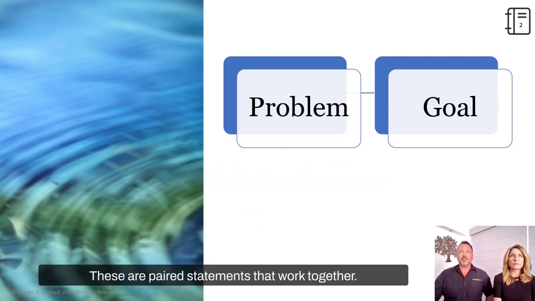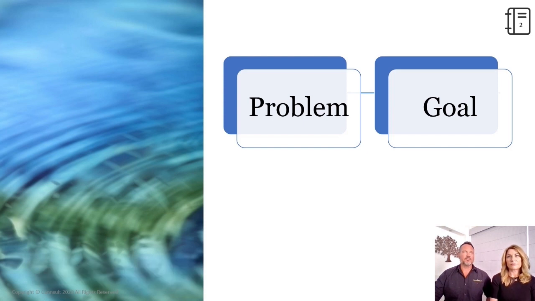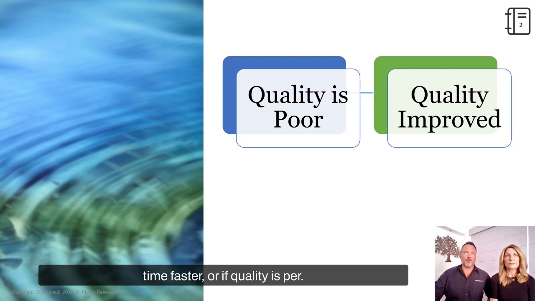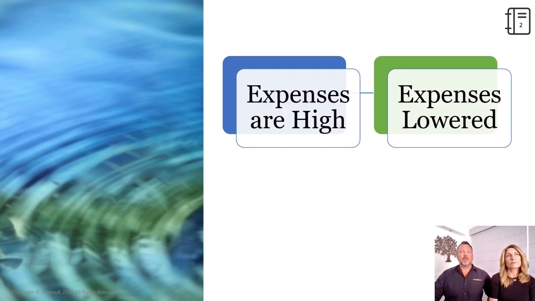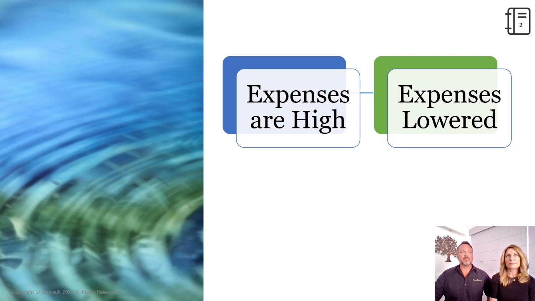These are paired statements that work together. The problem statement describes the issue, the severity, and gives specifics. The goal describes the desired or expected outcome that the team expects to achieve regarding that problem. For example, if the problem is that cycle time is slow, the goal might be to make cycle time faster. Or if quality is poor, the goal is for quality to improve. Expenses are high. The goal is to lower expenses.